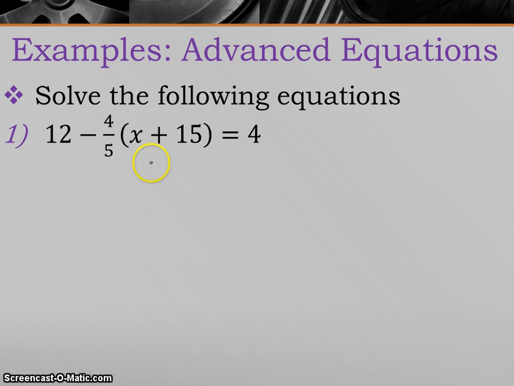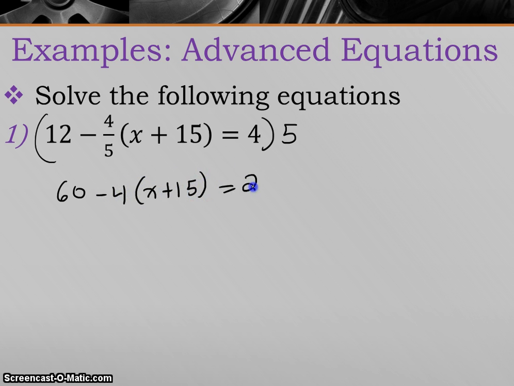Now for this one, we have 12 minus 4/5 times the quantity x plus 15 equals 4. One way to solve problems where the fraction is outside the parentheses is to distribute it to the inside. I personally like doing that if it'll go in nicely. 4/5 won't go into x nicely, so I'm going to multiply everything by 5 to get rid of that fraction. So we'll have 60 minus 4 times x plus 15 equals 20. The inside part doesn't change because we multiplied the outside fraction by the 5.